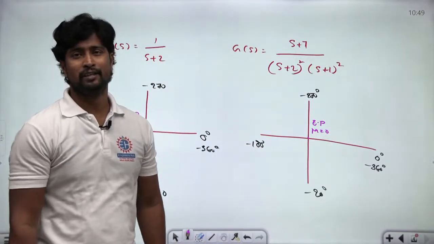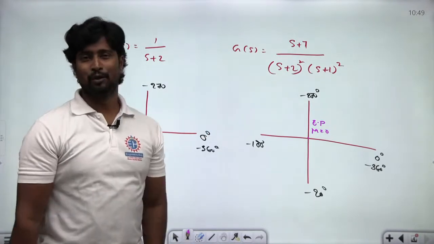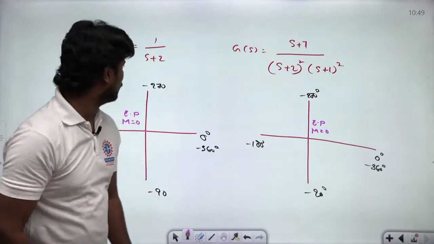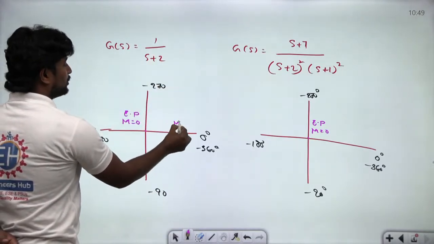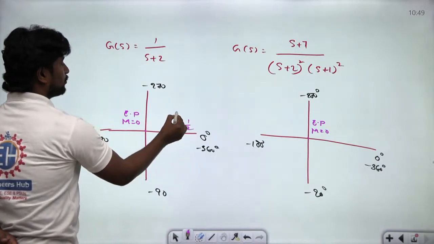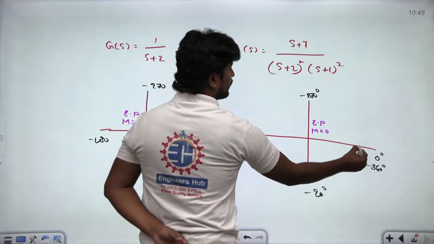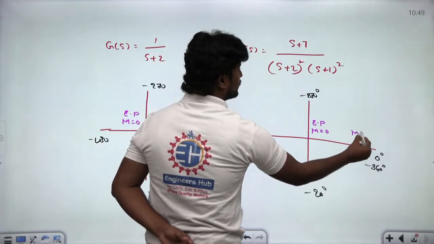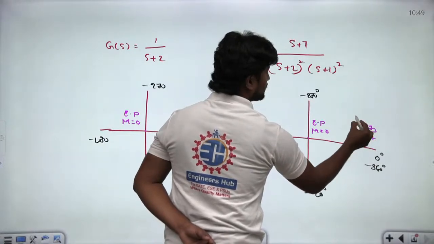Poles are dominating. Are you clear? Right? And what about the starting point magnitude? In place of s, replace with 0. Now tell me, what is the magnitude here? Magnitude equals 1 by 2. And in the other one, in place of s, replace 0. Then what is the magnitude? So 7 by 4. It's the starting point magnitude.